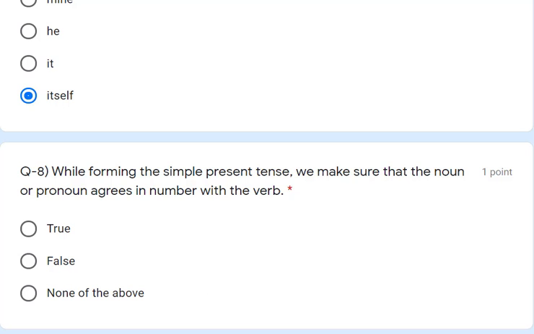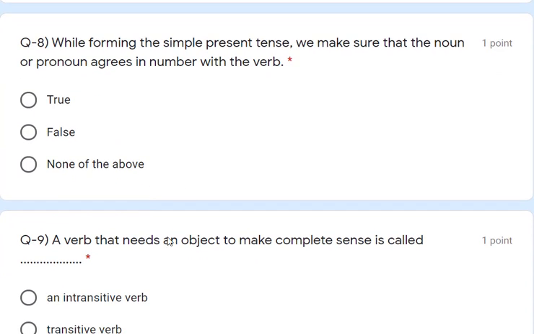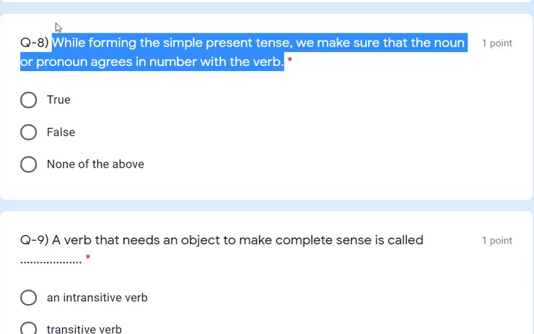Okay. Let's see question number 8. While forming the simple present tense, we make sure that the noun or pronoun agrees in number with the verb. Right? While forming the simple present tense, what are we doing? We make sure that the noun or pronoun agrees in number with the verb. Is it true or false? This is true. Right? This is the rule we have seen.